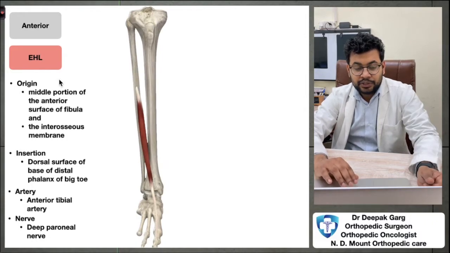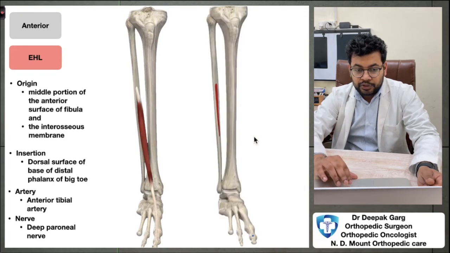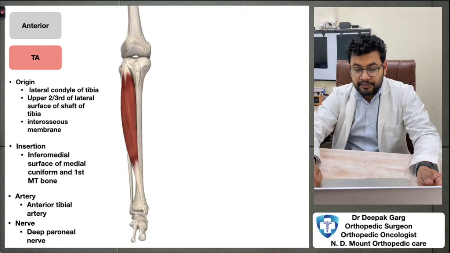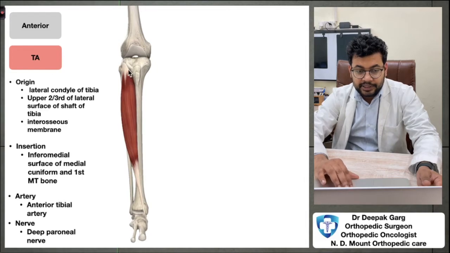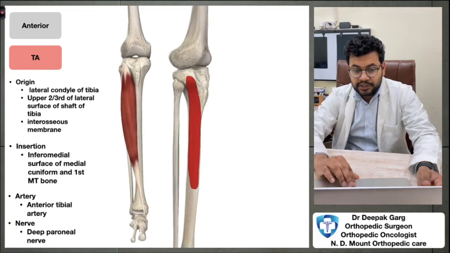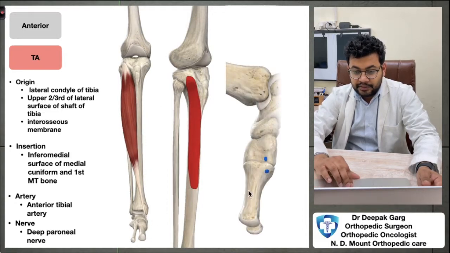Then we have the extensor hallucis longus muscle in the anterior compartment, which has an origin from the middle portion of the anterior surface of the fibula and the adjoining interosseous membrane. So this muscle will travel anteriorly and will insert at the base of the great toe. Then we have the tibialis anterior muscle. So tibialis anterior has an origin from the lateral condyle, the proximal shaft of the tibia and the adjoining interosseous membrane. Then this muscle will travel anteriorly and will have insertion at the inferomedial surface of the medial cuneiform and the first metatarsal bone.